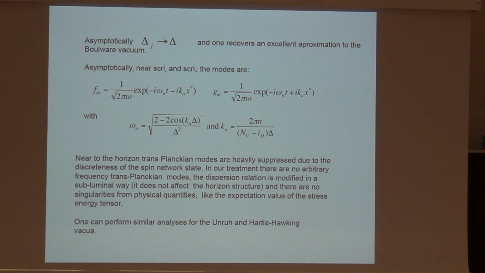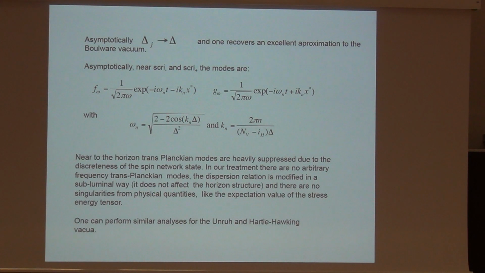The only difference is the dispersion relation, again, as I mentioned, is that of the lattice. And you can do similar analysis for the Unruh and Hartle-Hawking vacuum. It's a little bit harder because the slicing in those cases imply that your spin network will be moving with time. There's nothing wrong with that. You can do the whole thing, but it's a little bit more complicated, so I won't list it here.